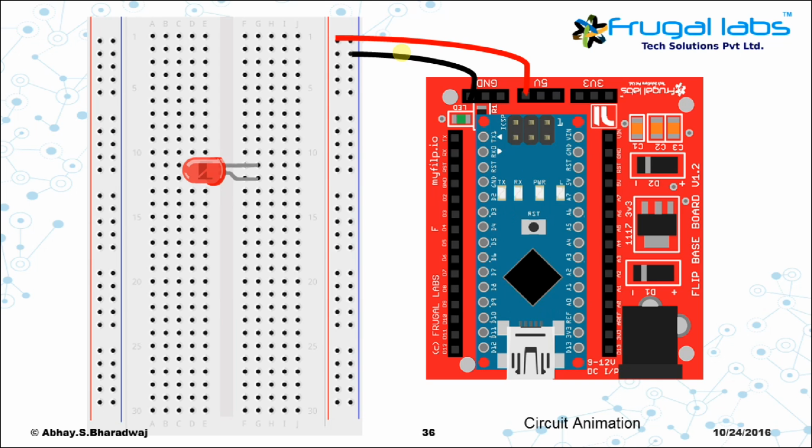Place an LED like this. Again, make sure you know the orientation of the positive and negative leg. The positive of the LED goes to pin D9 or any of the PWM pins of the Arduino. I am using pin D9 for this. And the negative of the LED is connected to ground via a 1 kilo ohm resistor. So this is your circuit.